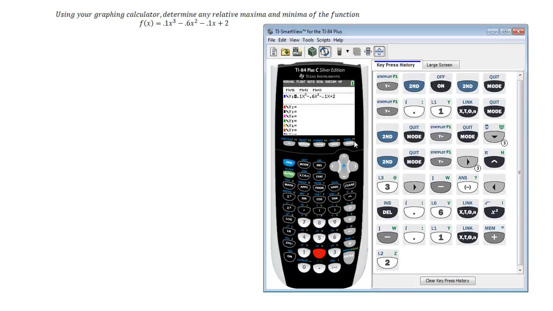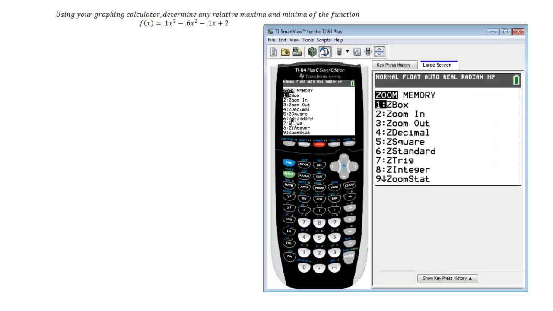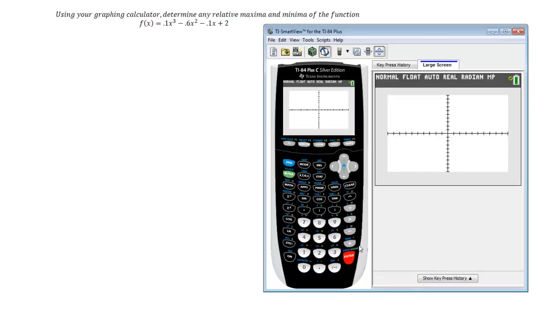So now I'm going to hit graph, and notice on my graph it's going to default to a 10 by 10 view. So I'm going to change my large screen over here so we can see it as it graphs. Some may have a different view, and if you got maybe a smaller or distorted view, I always recommend coming over to the zoom key and pressing zoom 6, which stands for zoom standard. That tends to be my go-to, and this helps to reset the dimensions of my calculator to a 10 by 10 screen.